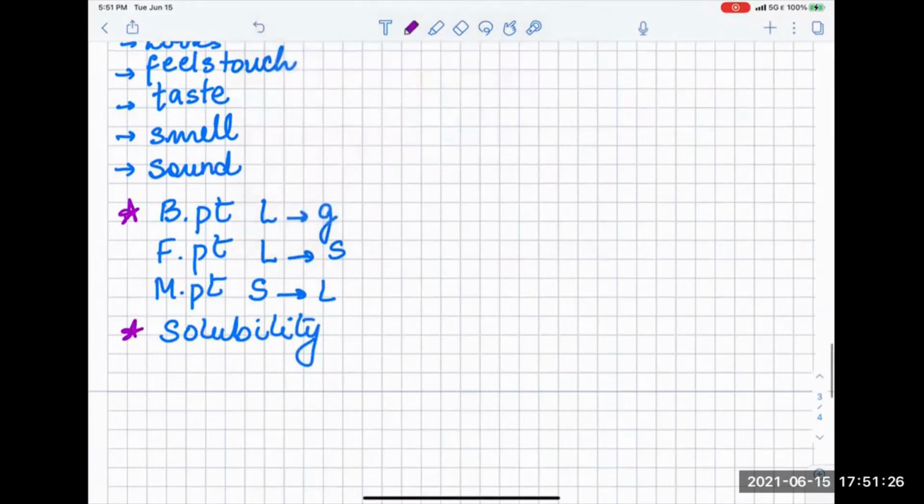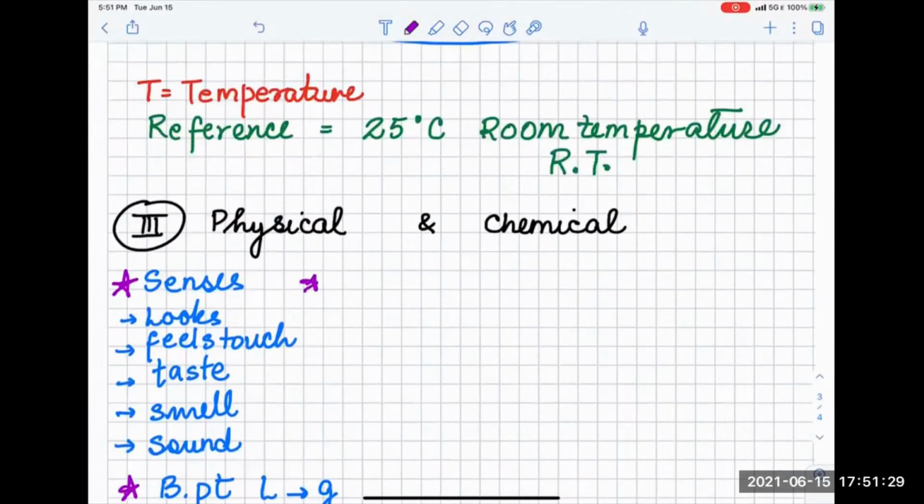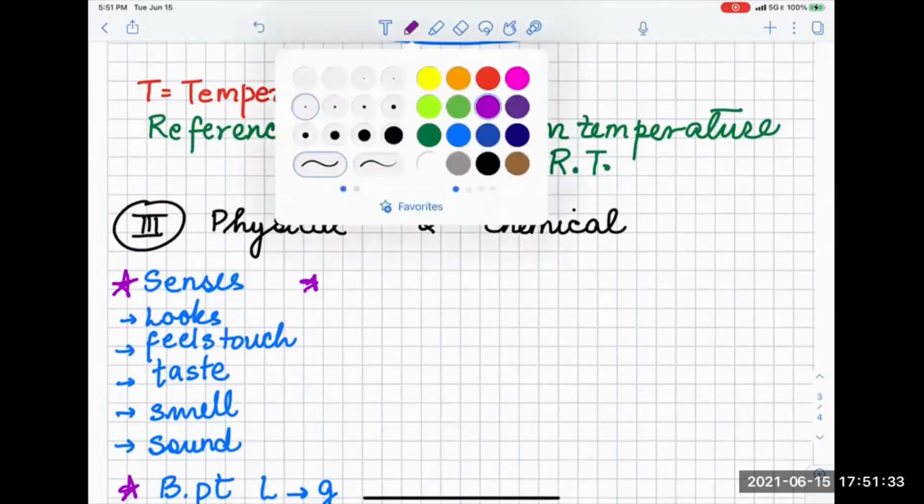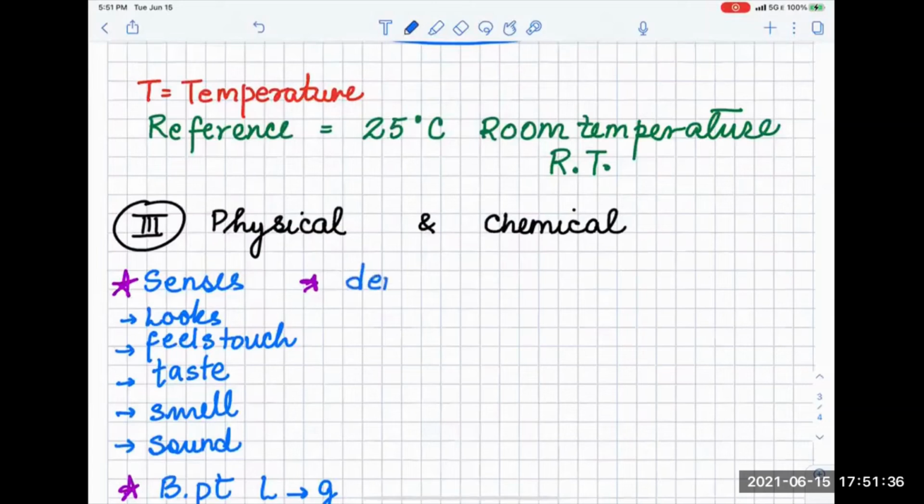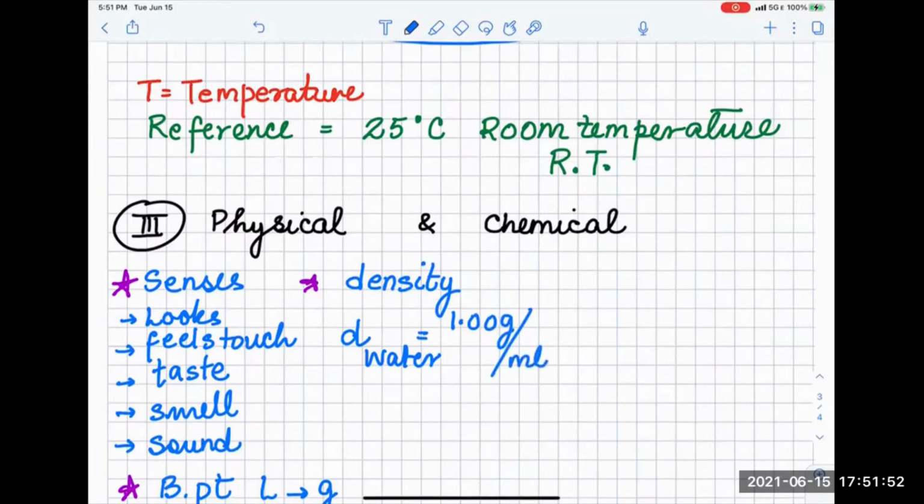Besides that, there is also a thing called density. Is the substance floating on water, or is it going to sink in water? Is it heavier than water or lighter than water? So density is very important. I'm saying water because water is used as a reference. The density of water is generally 1.00 grams per milliliter. This grams per milliliter is a unit which tells you this is the density of a liquid.